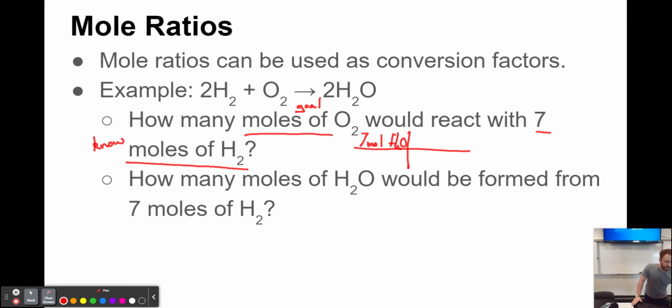Now, since the unit that we're starting with is moles of H2O, I'm going to write this down here. And since what we want to know is moles of O2, I'm going to write that up here. Just like before, right? We put what we know in the upper left-hand corner. We take those units, we put them diagonally down to the right, and we put the units that we want to find out in the upper right.